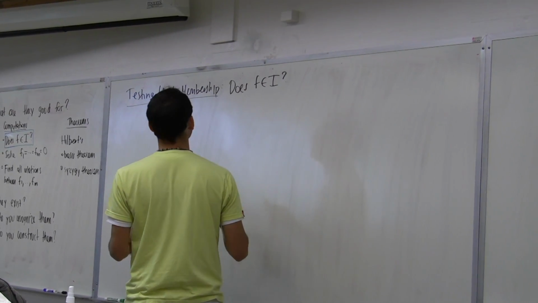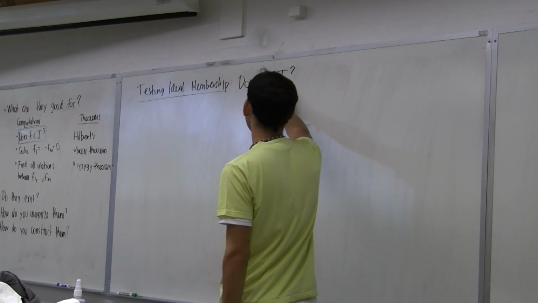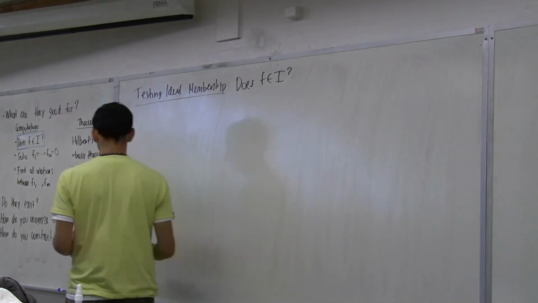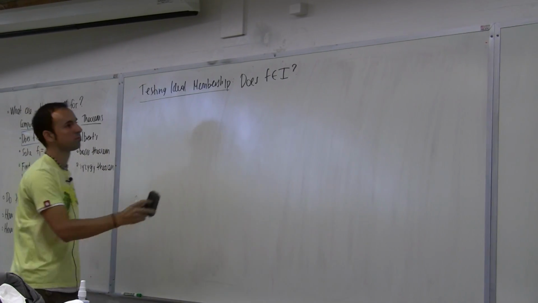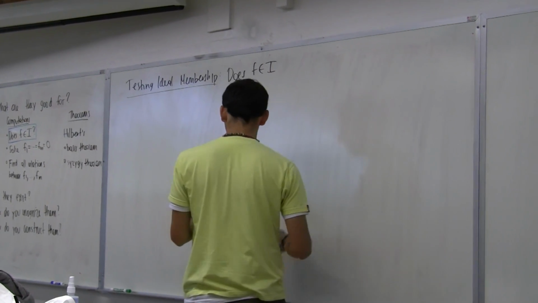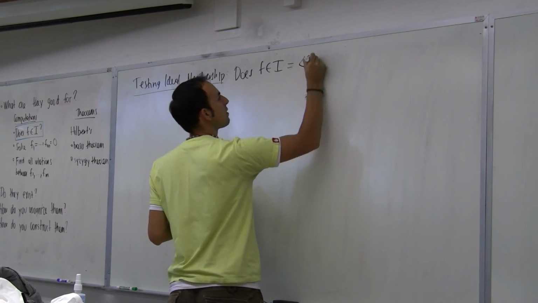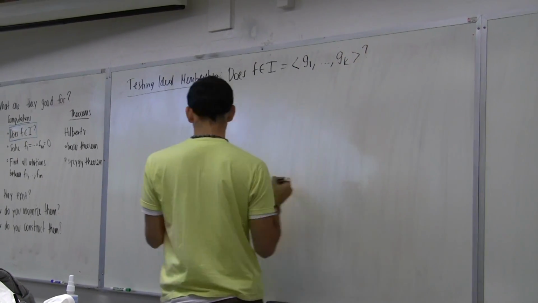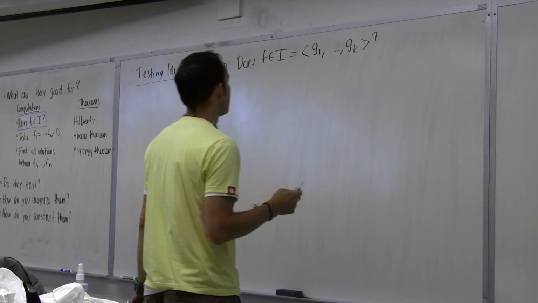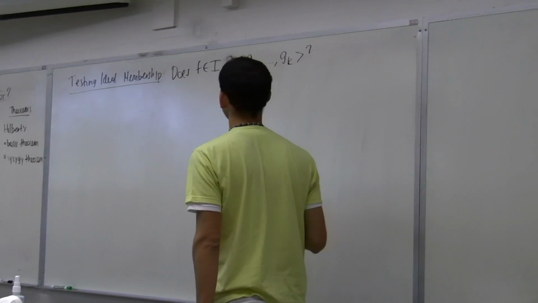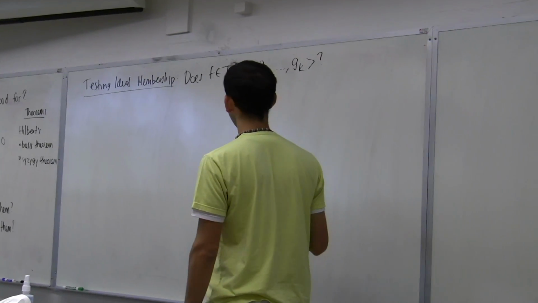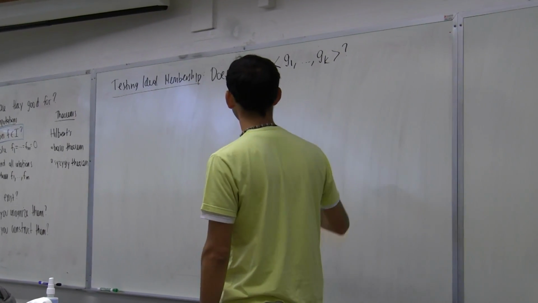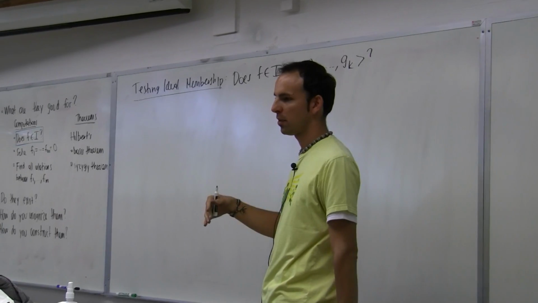And well, generally, the way that we are given an ideal is by a set of generators. So we can think of this ideal as being given by the generators g1 up to gk. So think about how we do this. For example, for a single polynomial, and let's say for a single variable.